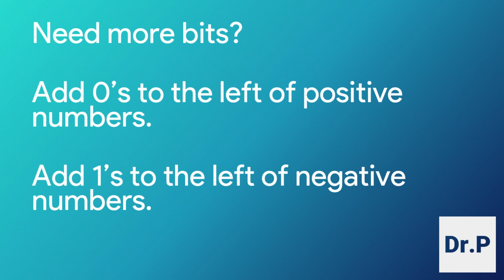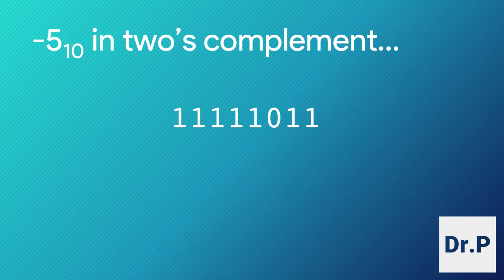One last thing about 2's complement. Just as we know that with positive numbers, adding zeros to the left does not change the value of the number, only the number of bits, with negative numbers we can add 1s to the left and not change the value. So if I wanted to express negative 5 in base 10 as a 12-bit number, and I had already expressed it with 8 bits, then I just need to add 4 1s to the left.